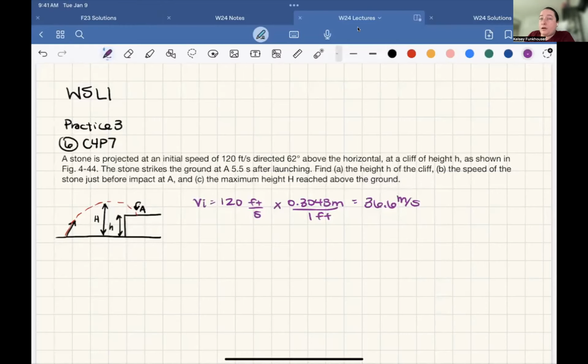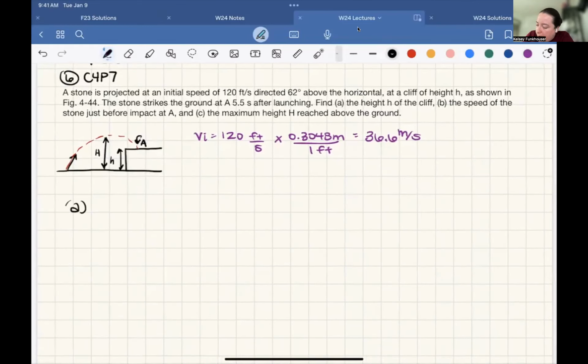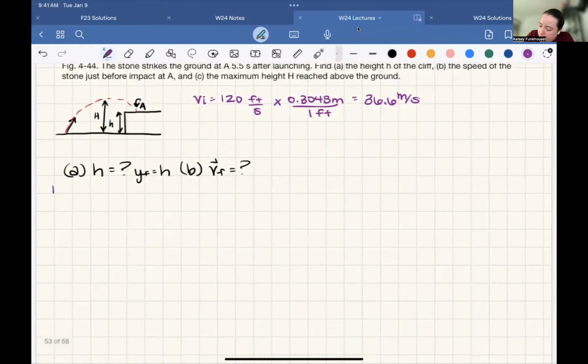And so for A and B, we're talking about the same time interval, the same point in time. We want to know what H is, which is also y final at that time. And then we also want to know what the final velocity is there. Those are both at the same time, so we can write our knowns for those together.